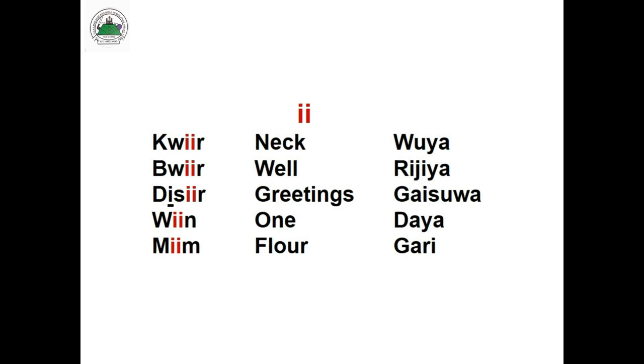Here we also have another diphthong of the same vowel, which is our vowel E. So we have E appearing twice in the word. The example we have there is queer. It is pronounced queer, which means neck in English, wea in Hausa. Another example is buir. It is pronounced buir, which means well in English, regia in Hausa. And the next example there is desir. It is pronounced desir, which means greetings in English, gaiswa in Hausa.